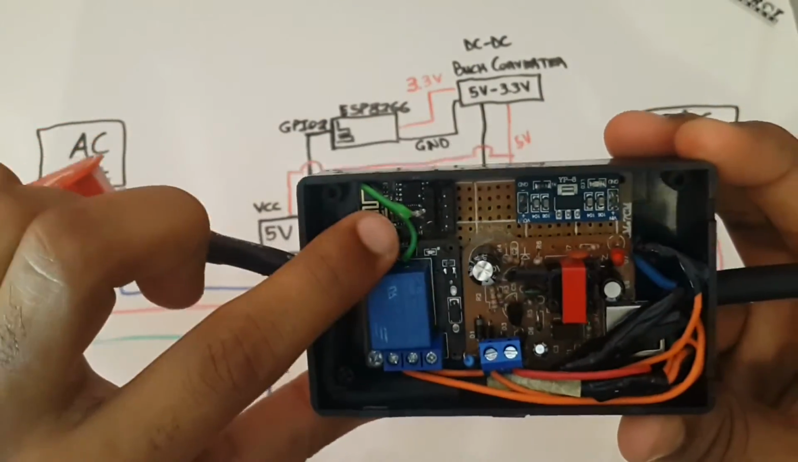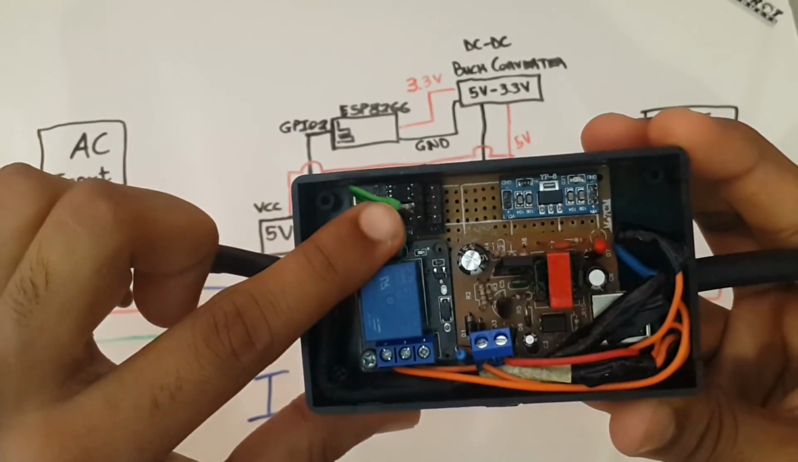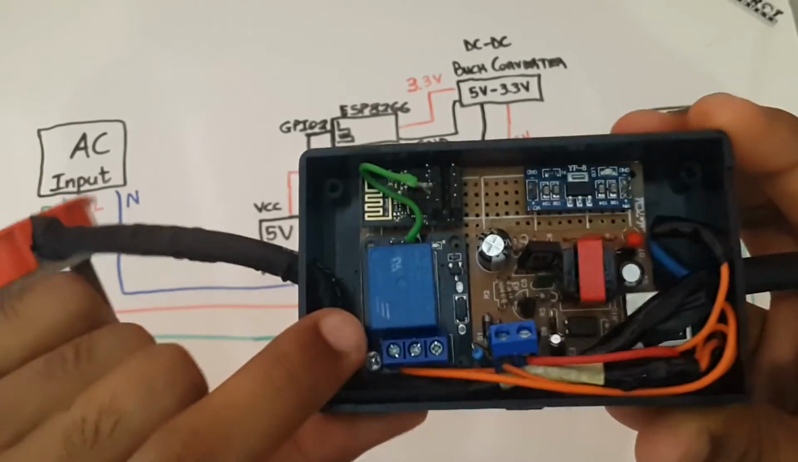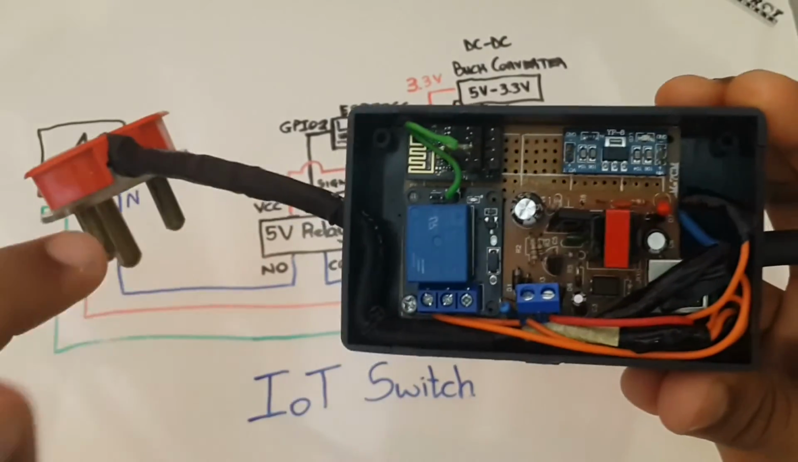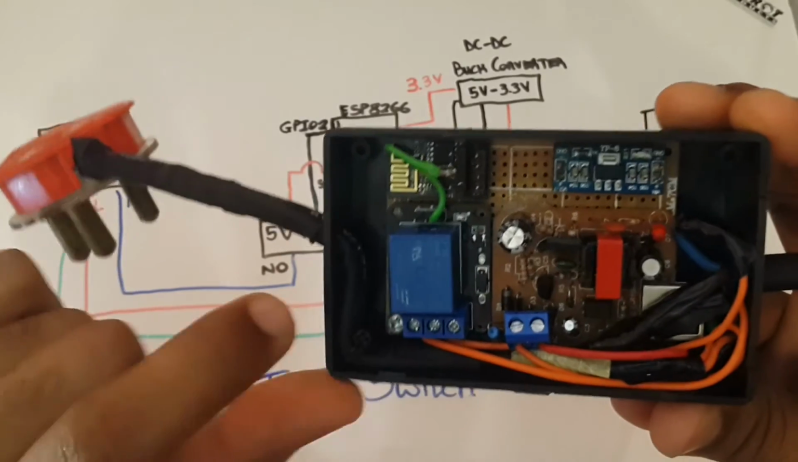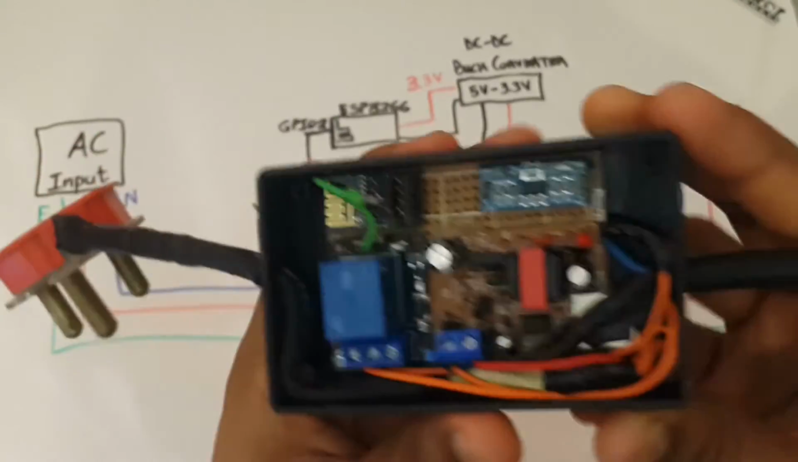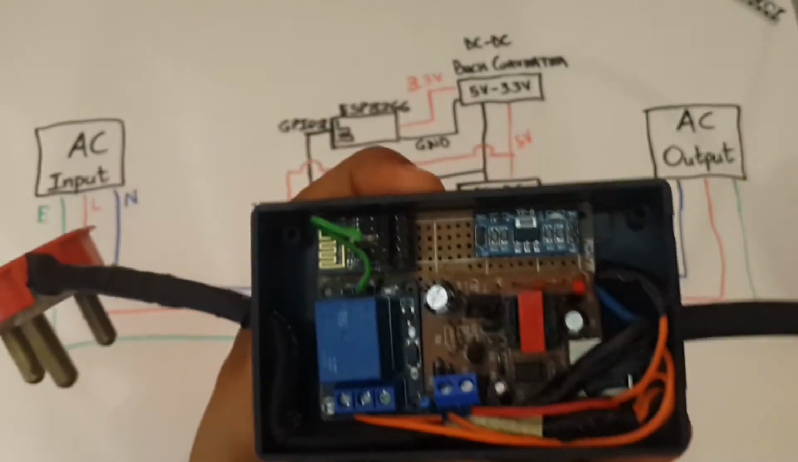The signal is soldered into the GPIO pin of the ESP8266. This is going to produce the signal to switch the relay. Coming in from my AC input, I have connected here my neutral, which goes to the normally open connector, and common is also neutral, and that's going to go to the output AC connection.